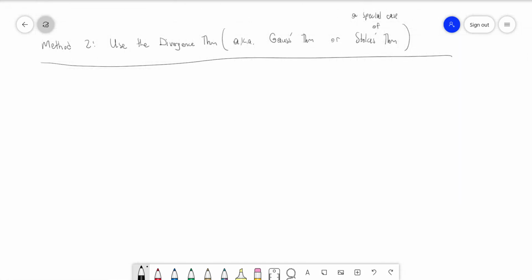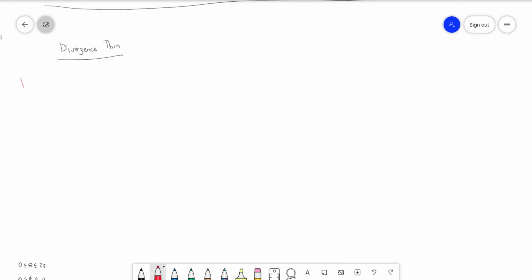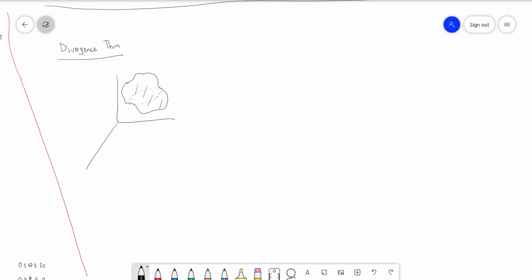So first, let's talk about what the divergence theorem says. Okay, so if we have a region in R3, so let's say it's some kind of closed region like this. I'll call this region including, so it's the entire volume, if you will, including the inside. So I'm going to call all of that R, okay?